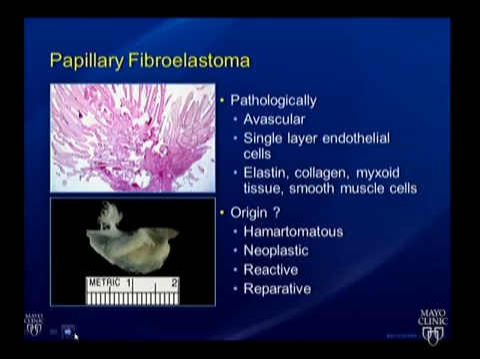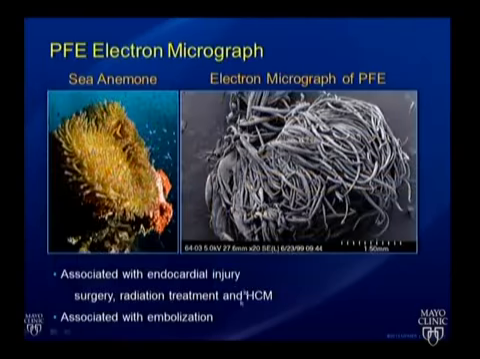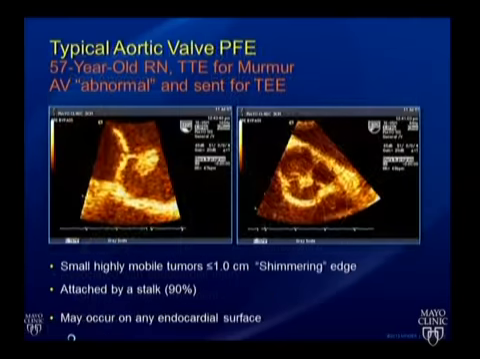And we really don't know what the origin is, but you can see how complex these structures can be, and in 95% of the cases, they will be attached by a stalk. Here's an example of an electron micrograph. Again, just emphasizing they are often described as a sea anemone. The complexity is the reason why you can imagine little platelet thrombi lodging between those fronds.